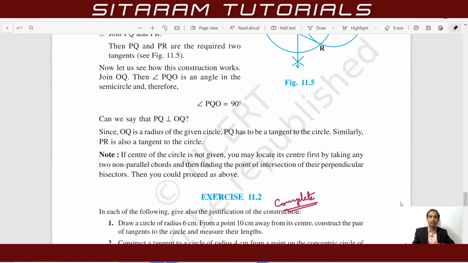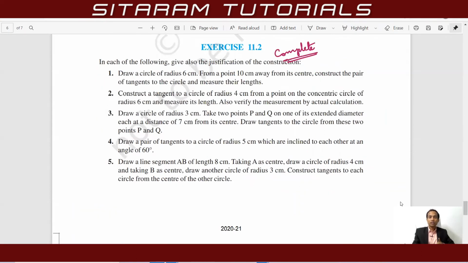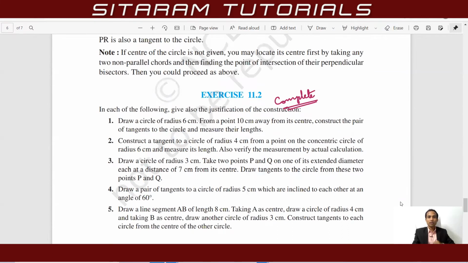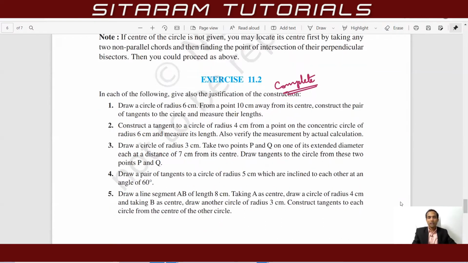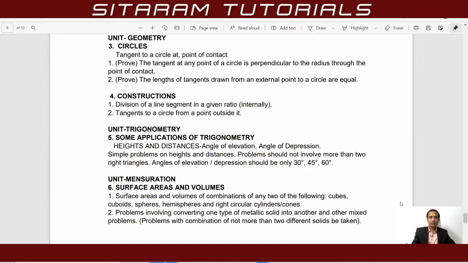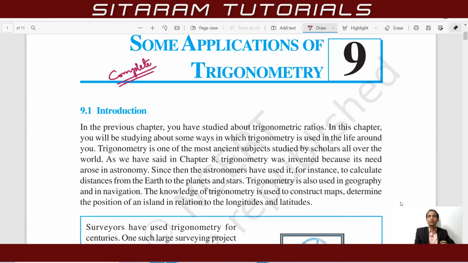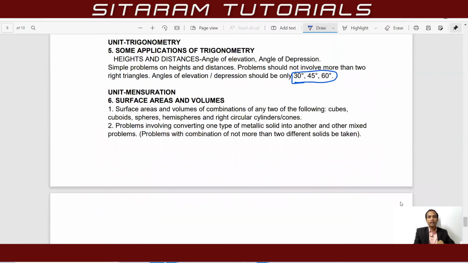Now going to the next topic, that is 11.2. These all questions are going to come because these are tangent to circles. So these all questions are going to be syllabus. So full exercise 11.2, complete exercise 11.2 is going to come in the exam. Now going to the next topic, applications of trigonometry. In applications of trigonometry, if you see, angle of elevation and angle of depression should be 30 degrees, 45 degrees and 60 degrees. In our chapter, most of the questions, almost all of the questions are based on 30 degrees, 45 degrees and 60 degrees only. So complete chapter is going to be there for the exam. There is nothing deleted in this chapter.